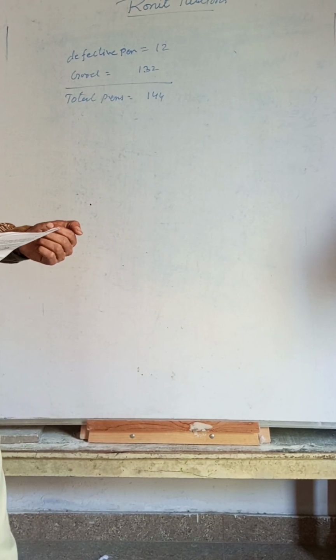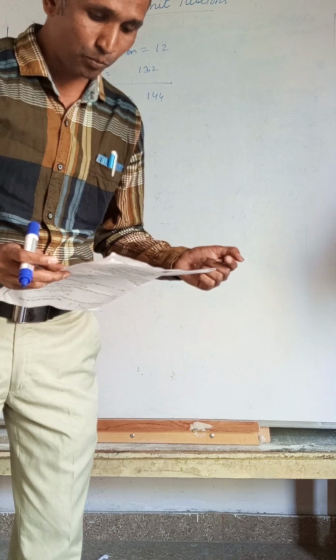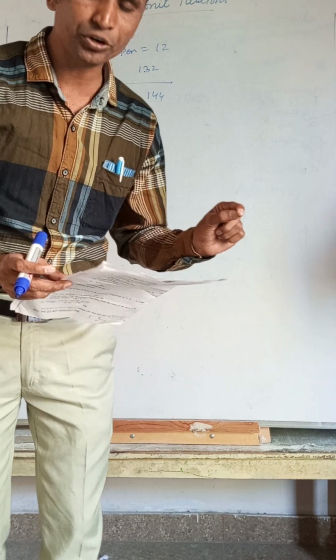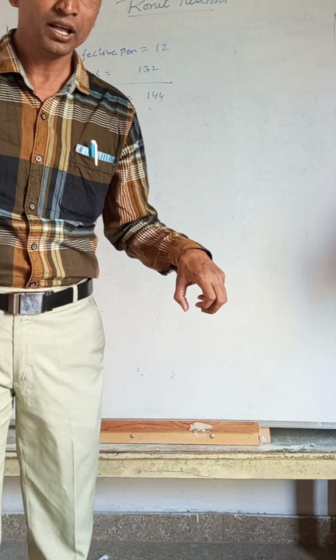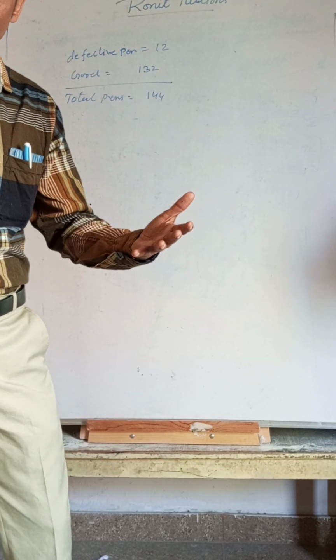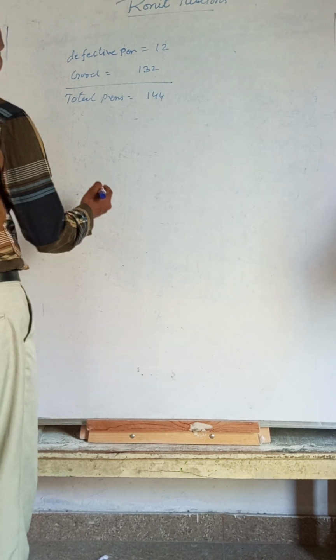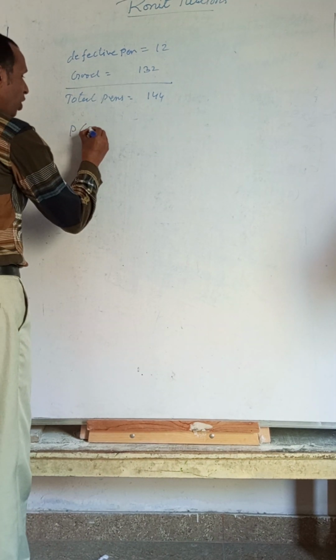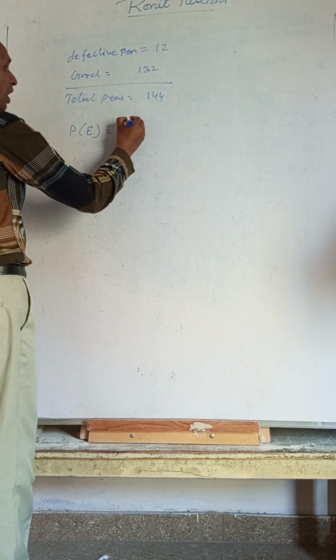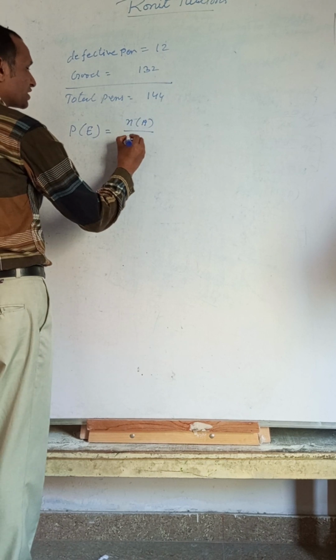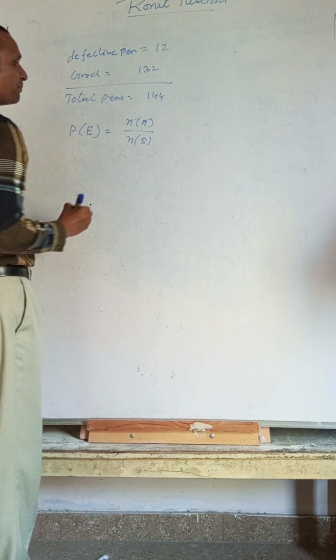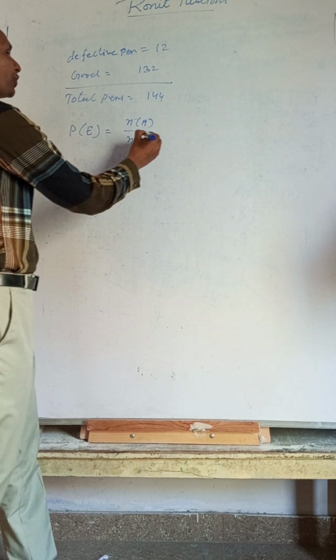Determine the probability that the pen taken out is a good one. Randomly we take a pen and find out if it is a good one. What is the probability of getting the good one? The probability of an event is equal to the number of occurrences by the number of the sample space, n(A) by n(S). A means occurrence.